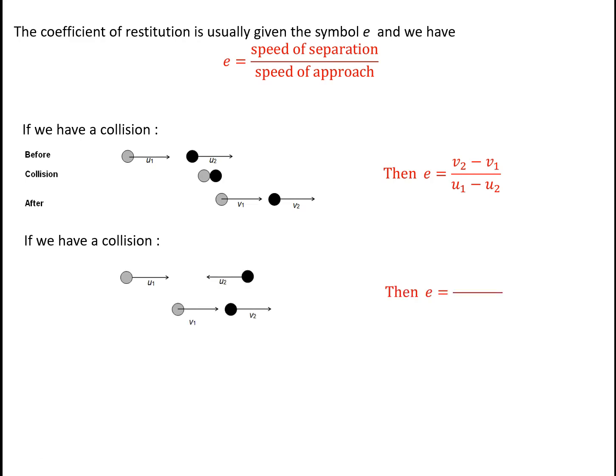If on the other hand we have a head-on collision where the grey ball is moving to the right with speed u1 and the black ball is moving to the left with speed u2, then the speed of approach of the two balls in this case is u1 plus u2. And after the collision, the grey ball is moving to the right with speed v1 and the black ball is moving to the right with speed v2, then the speed of separation must be v2 minus v1.